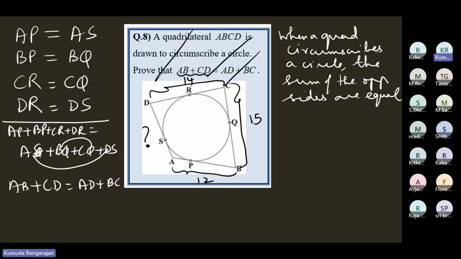Because we know that in a figure like this, if a quadrilateral circumscribes a circle, the sum of the opposite sides are equal. What are the opposite sides? AB and CD are opposite sides. Their sum is equal to the sum of the opposite sides, BC and AD. This is the sum of one pair of opposite sides. This is the sum of the other pair of opposite sides. Not always, only when a quadrilateral circumscribes a circle.